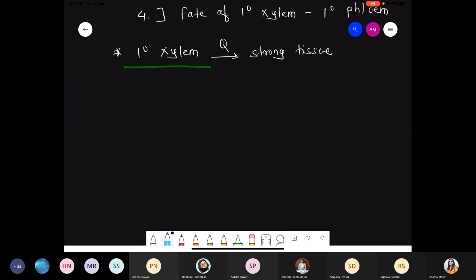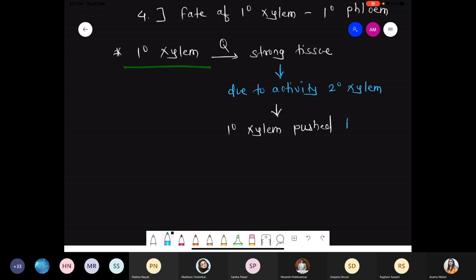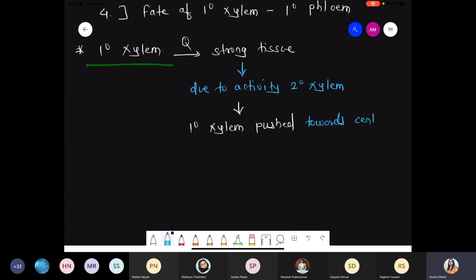Another one. Now what happened? We are talking about the next step. Due to the activity of secondary xylem, now slowly the primary xylem is pushed towards the center.